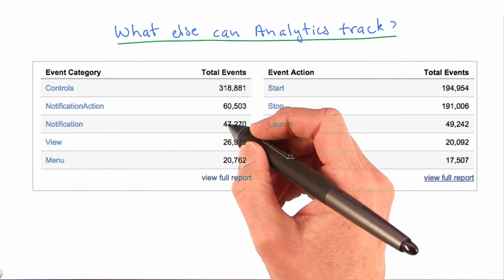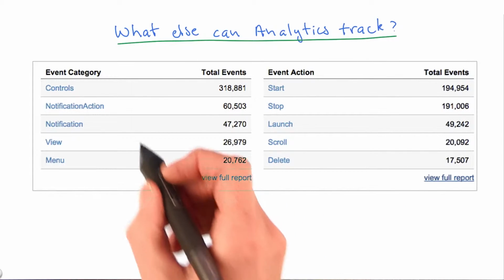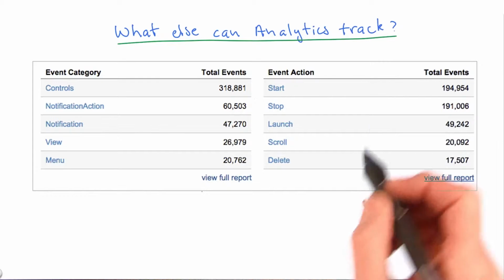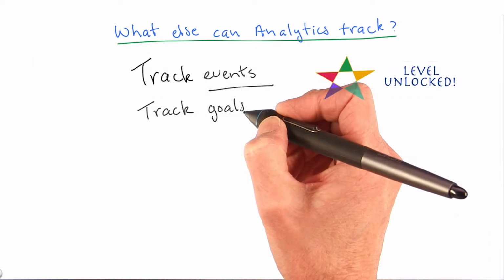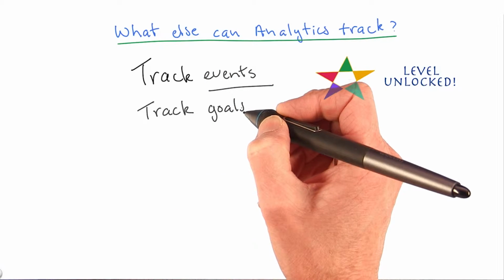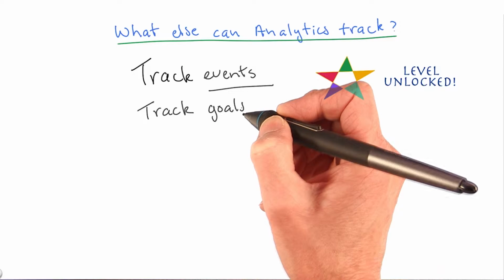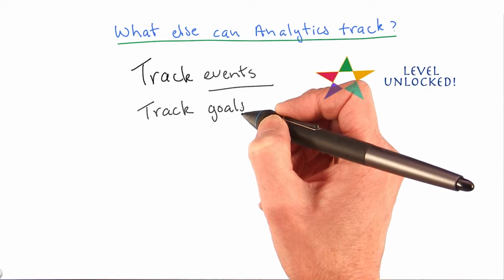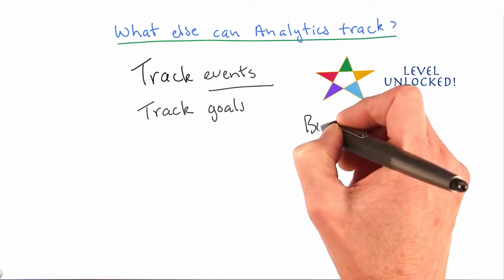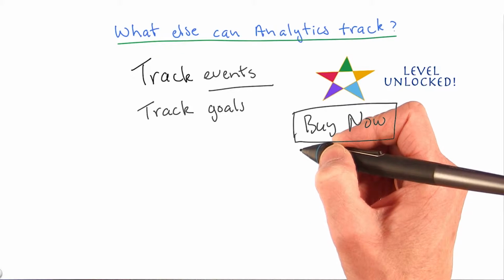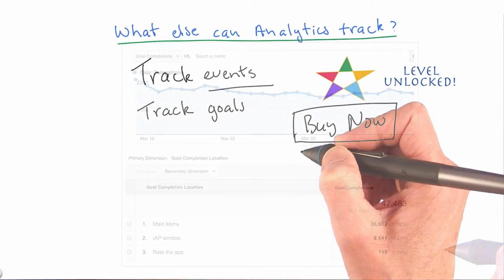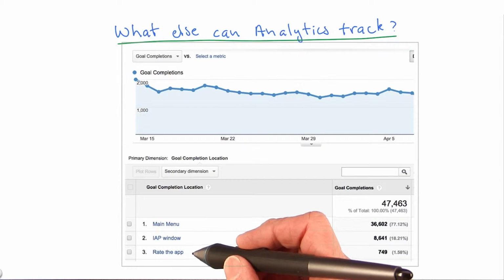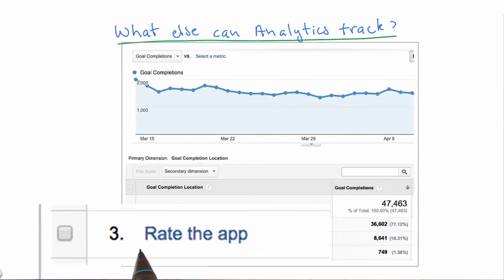Here's an example of the event screen in the Analytics dashboard. So you see the category of the event, and you see the actions. You can find out if your users are doing what you hope they'll do by setting goals. For example, you might set a goal for the users to click the Buy Now button, or click on an ad, or reach a certain page. So here you see that one of the goals is for the users to rate the app.